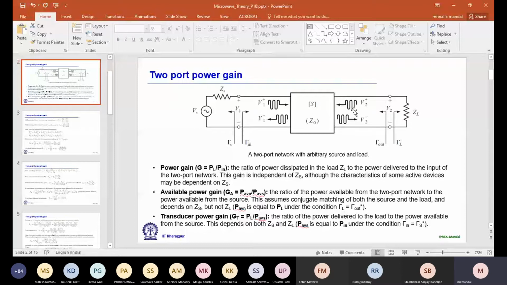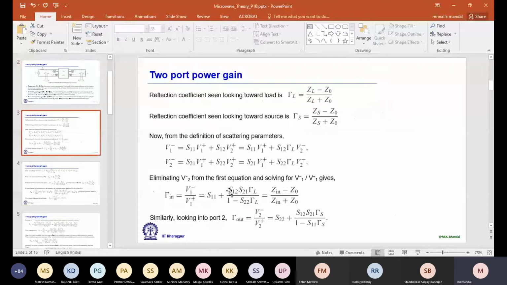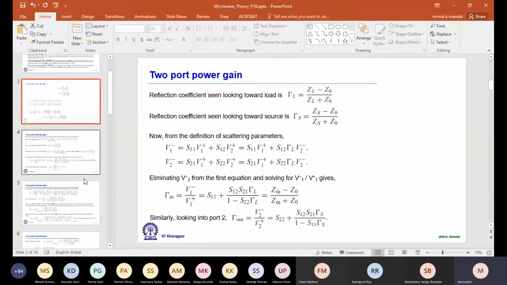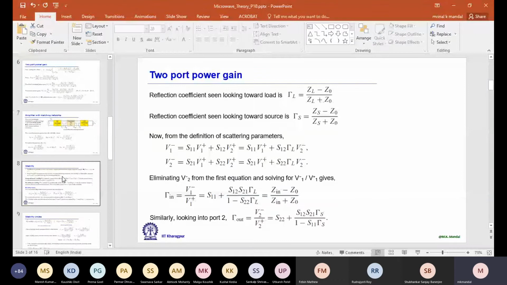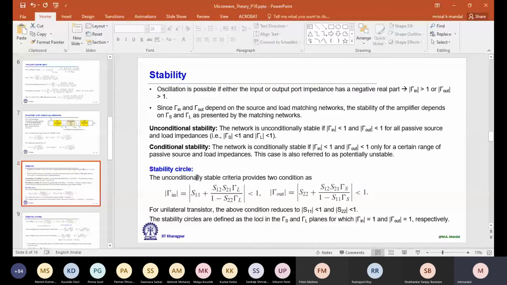Other than that, gamma L also determines your gamma in, because due to a finite gamma L, a part is reflected back to your two-port network, and another part goes through the two-port network towards port 1, and that becomes a part of P1 minus. So gamma in is determined also by gamma L. That is the conclusion. Similarly, gamma out also will be determined by gamma S. So in stability analysis, we have to consider the effect of all of them.